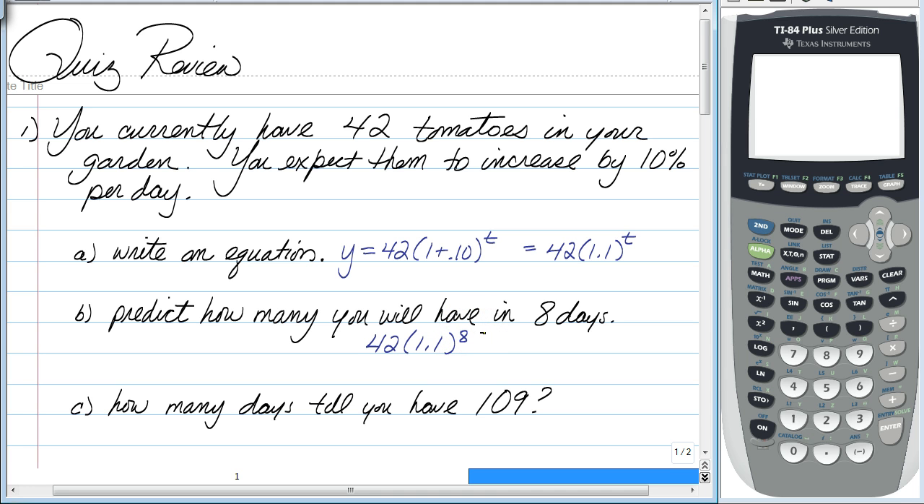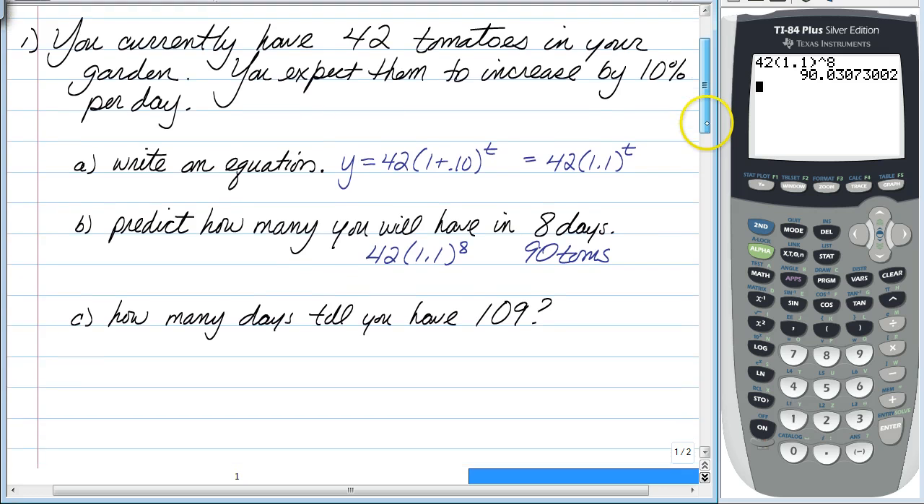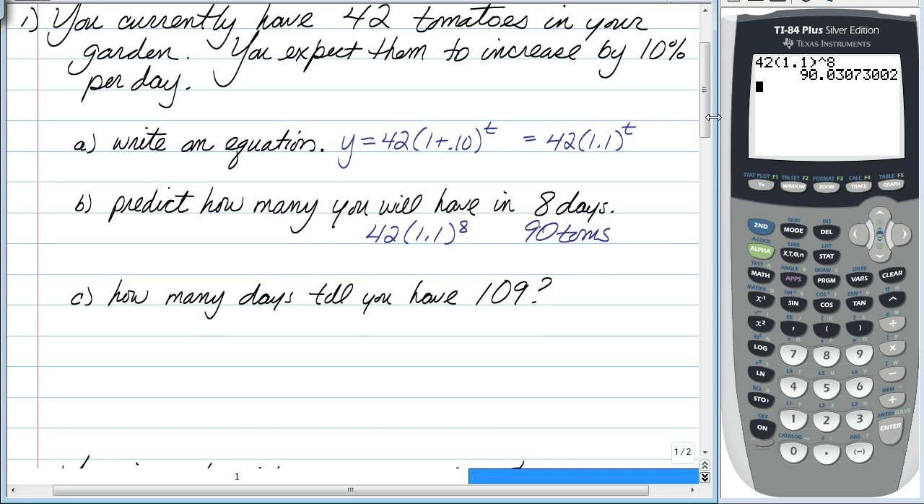And use your calculator. We're just going to take 42 and multiply that by 1.1, and raise that to the power of 8. Click enter, and that's going to give us approximately 90 tomatoes. Okay, and that's it. You're just going to use your calculator for that. You need to use your calculator for part C as well, but this one's a little bit different. This is where you're going to need to use a graph to simulate what's happening.